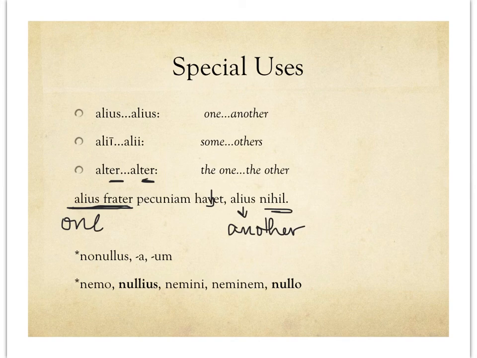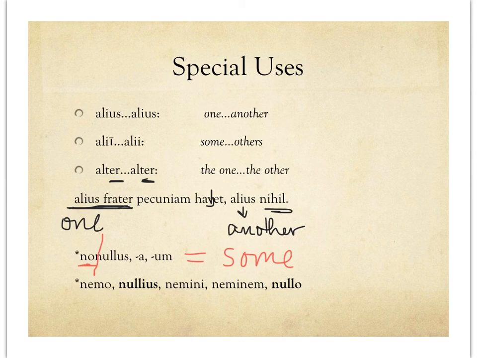The final thing in your chapter is this thing about non nullus. Nullus, remember, means none, and non means no. So not none actually means some. And so this is a funny way of saying some. Why not just say alius? But that's what they do sometimes. So this is just an alternative.